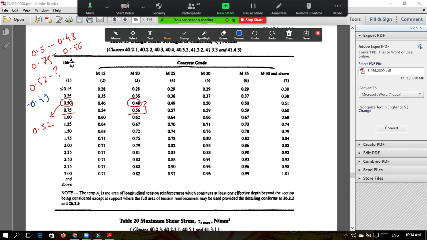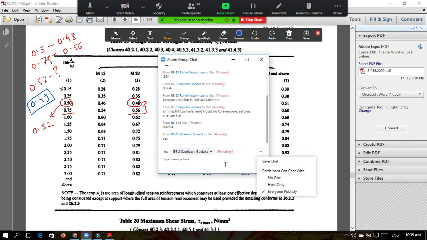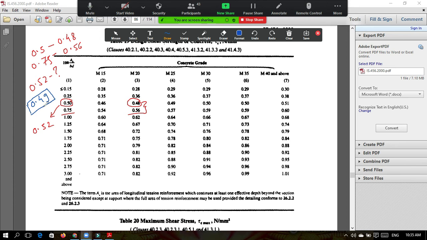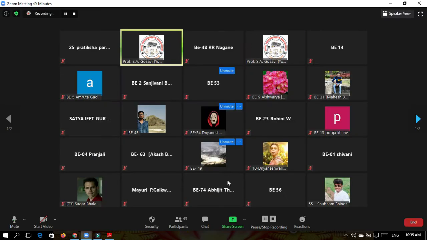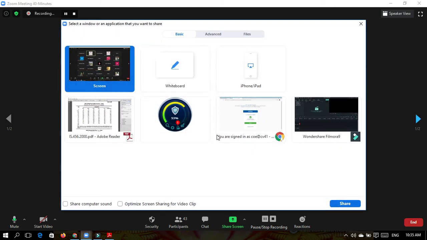Is it the correct answer? Let's check the value. Now try to send the message to everybody. Now I have changed the setting. Okay, so the answer is correct. Okay, so we will move forward. 0.49 answer is correct. So we will go to our whiteboard.